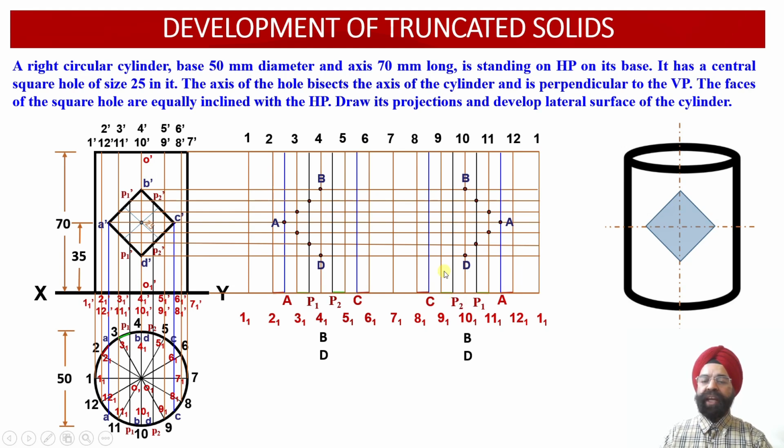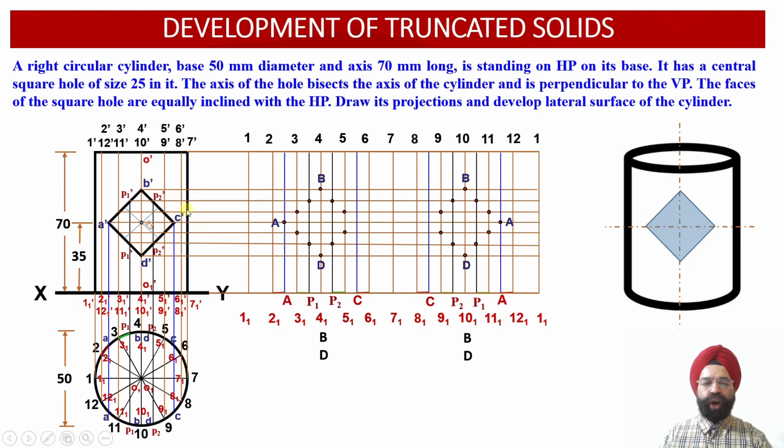So we obtain 2 points of intersection on the rear surface, and 2 points of intersection on the vertical generator through P2 on the front side of this cylinder. The next 2 points correspond to the generators 5 dash, 5 1 dash and 9 dash, 9 1 dash.